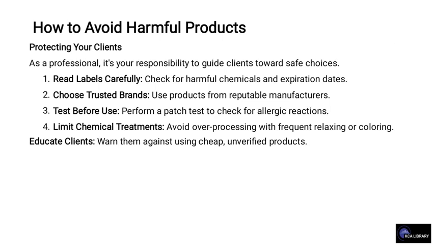And how do you avoid all these harmful products? Number one, you read the labels carefully. You check for harmful chemicals and expiry dates. Number two, you choose trusted brands. Use products from a reputable manufacturer. Number three, you test before you use. You can perform a patch test, that is testing the product on a little portion of the hair to check for allergic reactions. Number four is to limit chemical treatment.